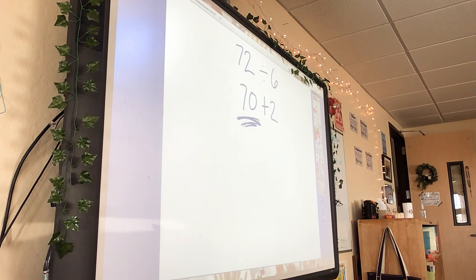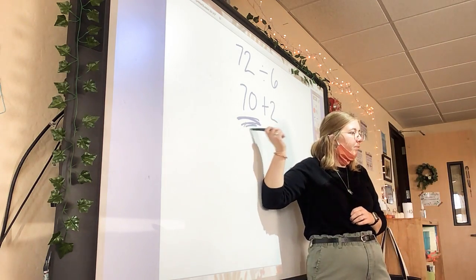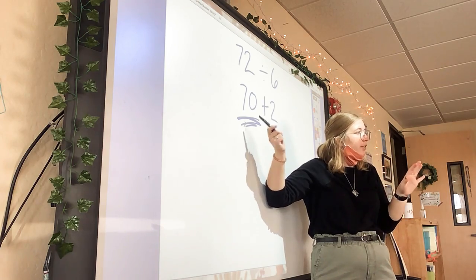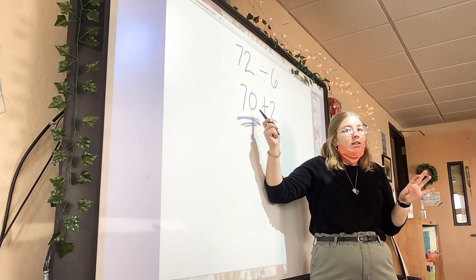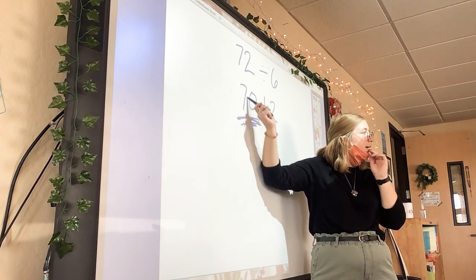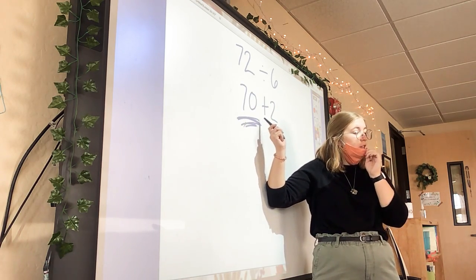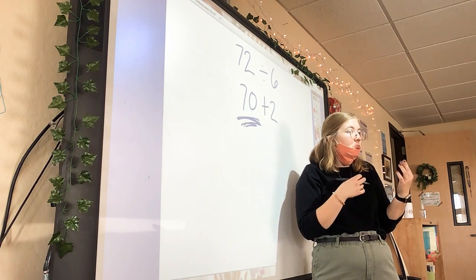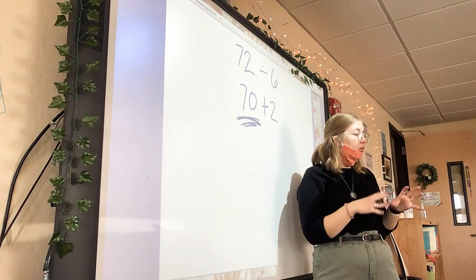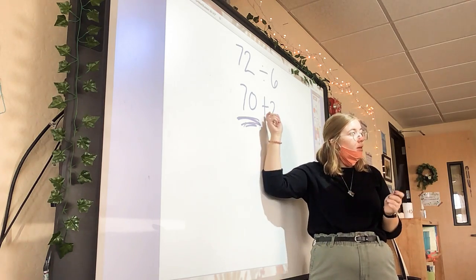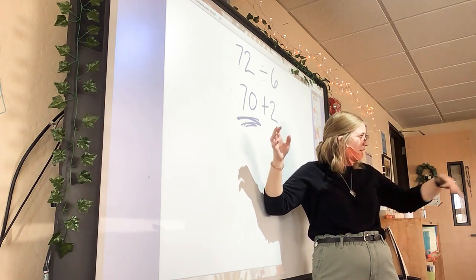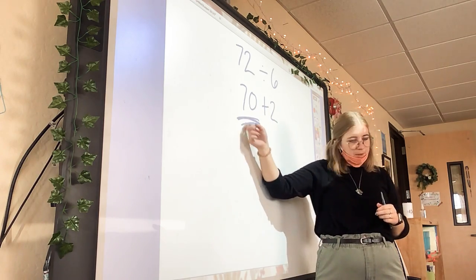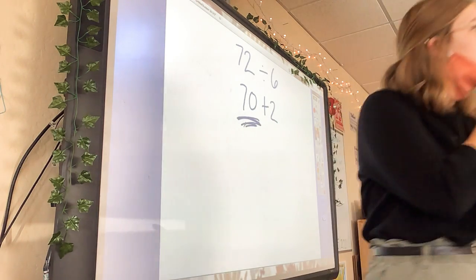So think about what you can redistribute. My hint for you is to focus on this number. This number is a multiple of 10. Do you agree? Yeah. So think of another multiple of 10 that is divisible by 6. You may have to go down. You're not going to go up. But think of another multiple of 10 that could be divisible by 6. Okay?